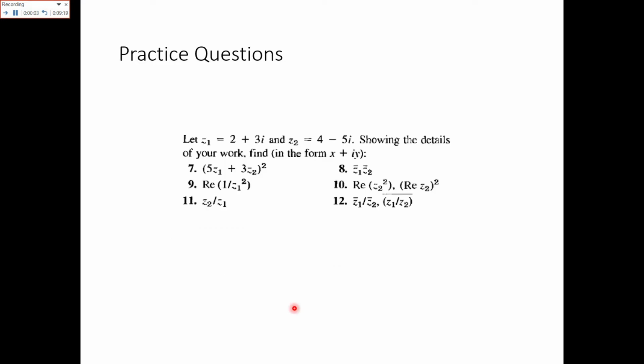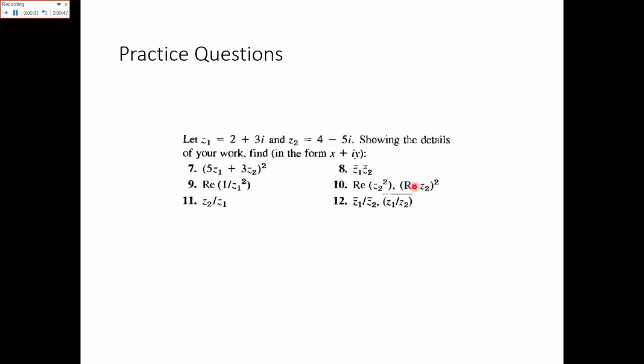In this question, z1 and z2 are given and you have to show what would be the value of (5z1 + 3z2) whole squared, z1 multiplied by z1 bar multiplied by z2 bar, real of 1 over z squared, real part of z2 squared and real of z2 squared.